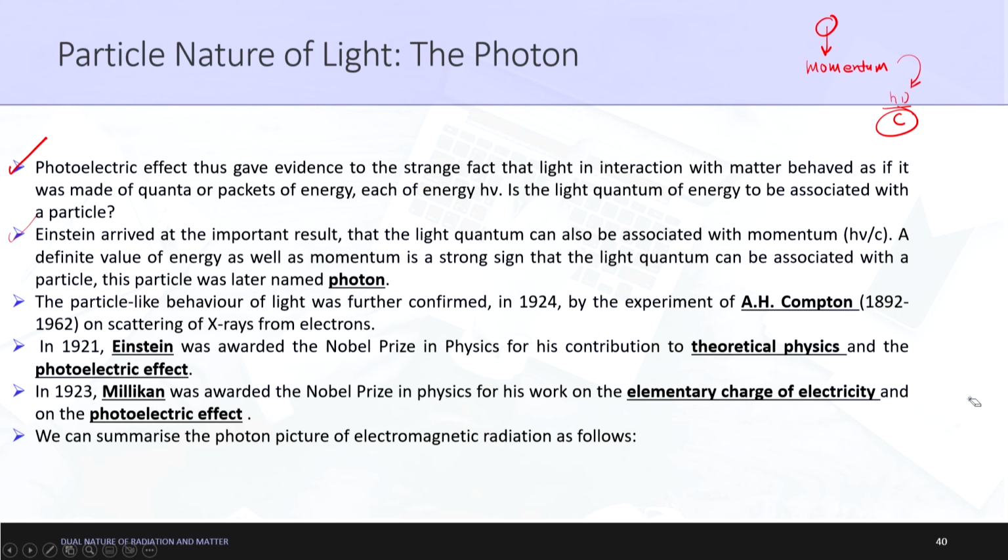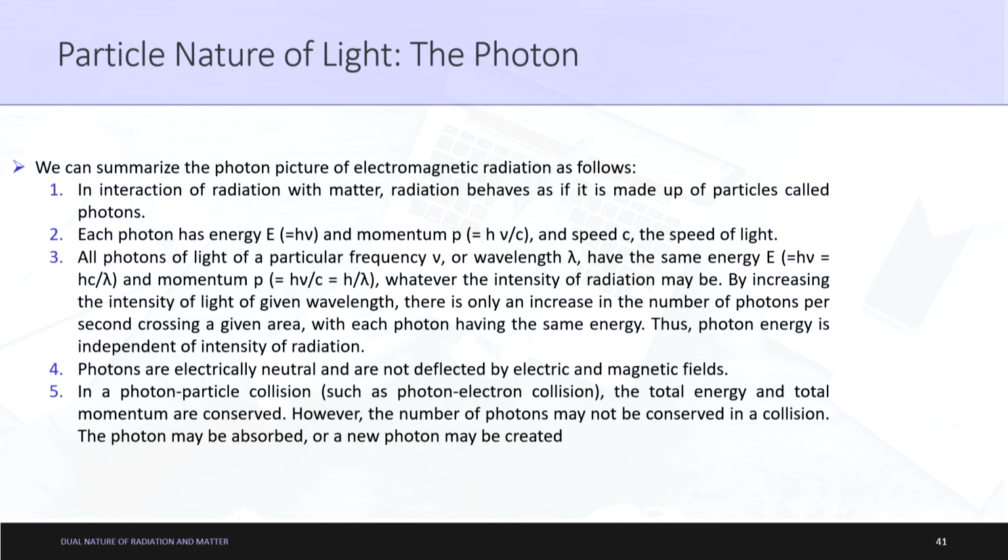We can summarize the photon picture of electromagnetic radiation as follows. But as I already told, this is just the scientist part, so let us not go into that. From your examination point of view, you need to remember what a photon is. A photon is a particle which we try to confirm has an energy equal to h nu and a momentum equal to h nu upon c. Let me stop here because the summary part will take time and it is a little different from the previous discussion. I will cover this complete summarization in the next part of this lecture series. So, let me conclude here.